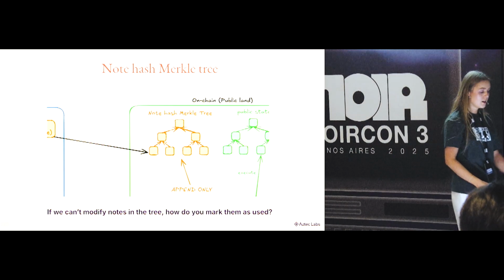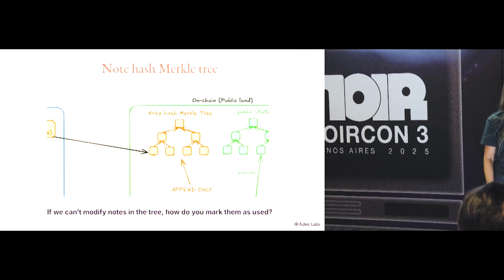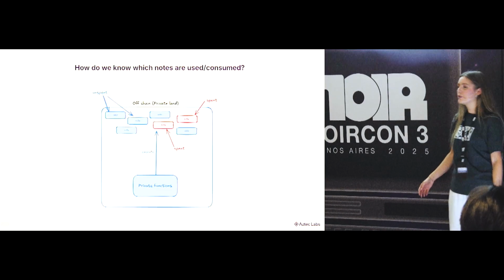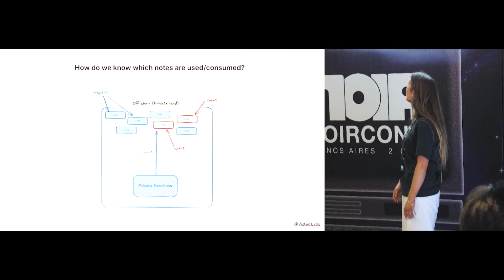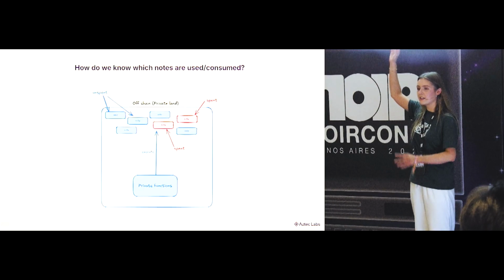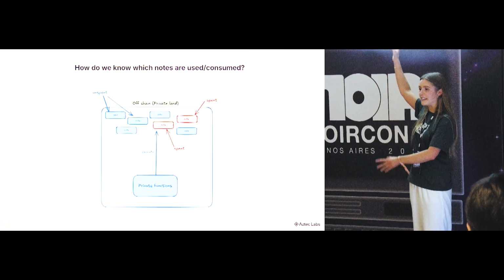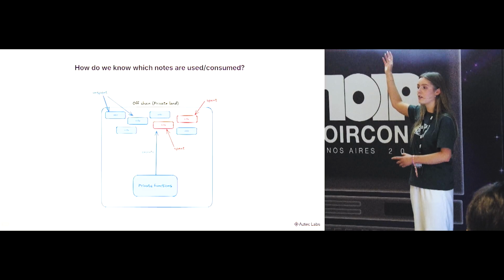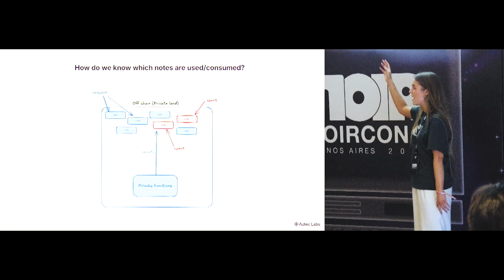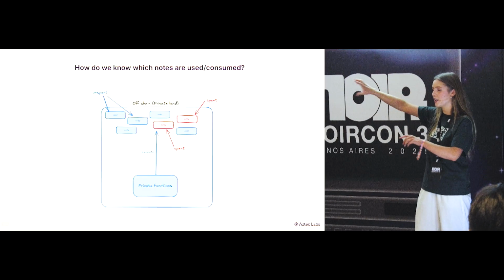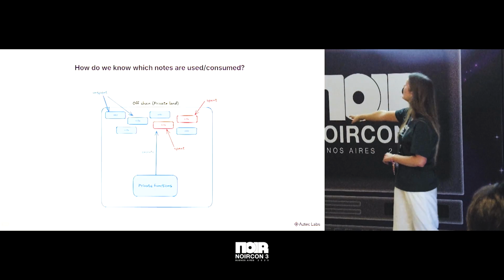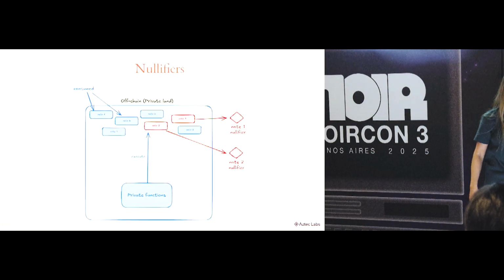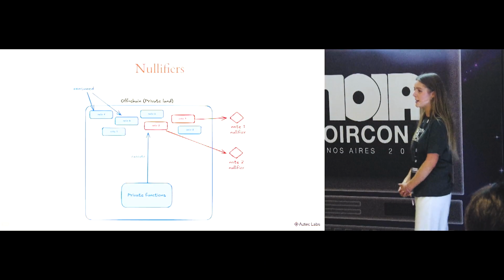Yeah. How do you prevent double spends, basically? Pardon? How do you prevent a double spend? Exactly, thank you. And the way you do that is through nullifiers. So I have to create a way to delete these notes effectively and mark them in the Merkle tree as spent. I have to be like, these notes in the Merkle tree have been used and they can't be reused. And we do that using nullifiers.